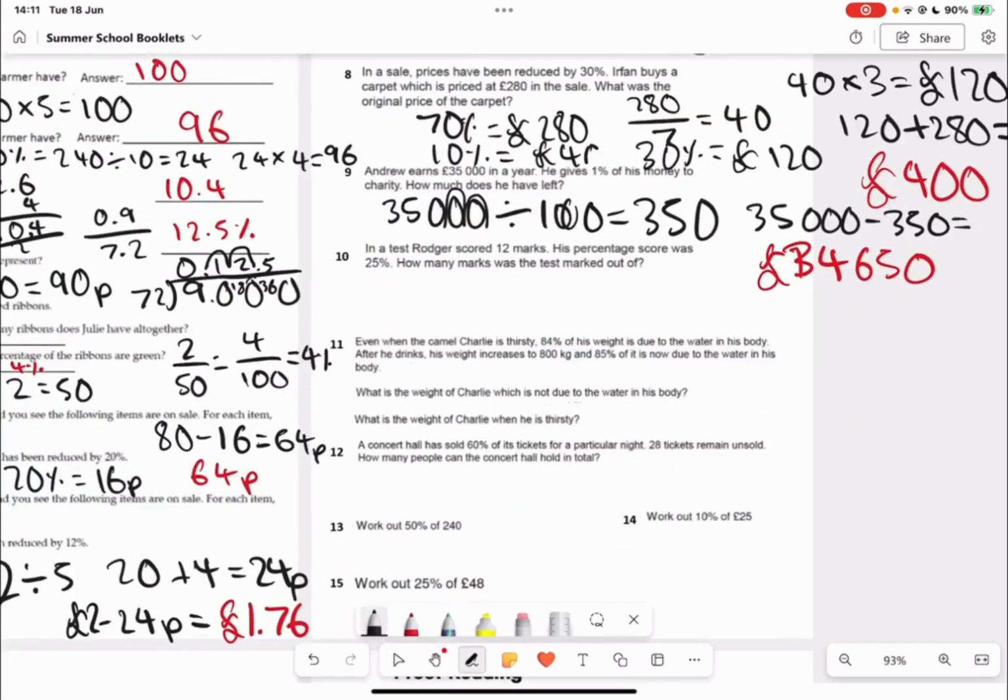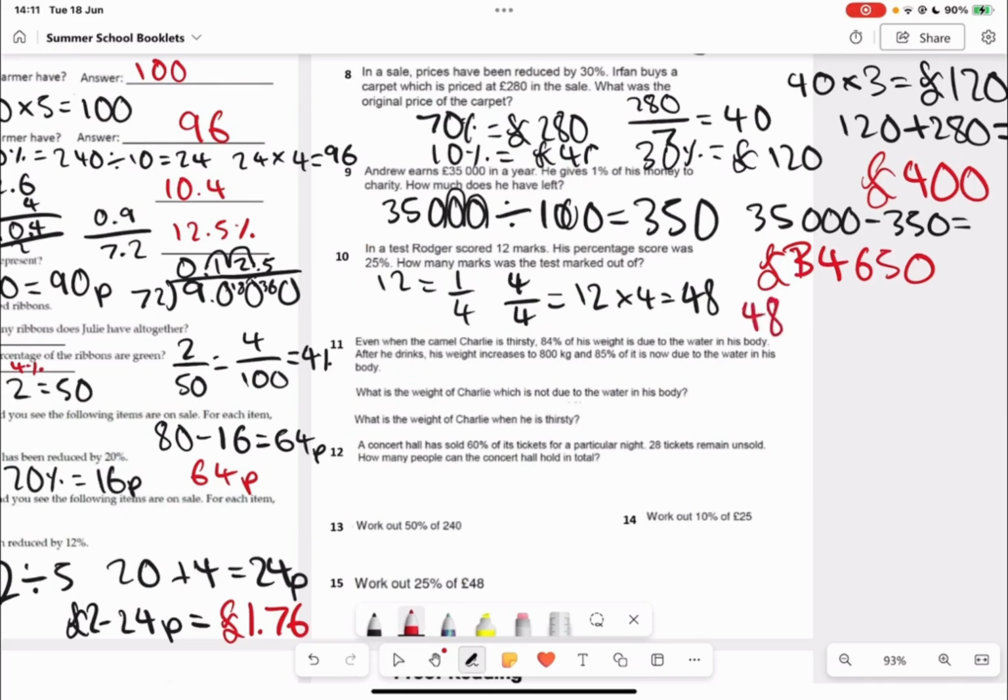So question 10. In a test, Roger scored 12 marks. His percentage was 25%. How many marks was the test marked out of? So 25% is equal to a quarter, or 12 marks is equal to 1 quarter. So to find 4 over 4 is equal to a quarter over a quarter times 4, which is like doing 12 times 4. And 12 times 4 will be equal to 48. So the answer to question 10 will be 48.